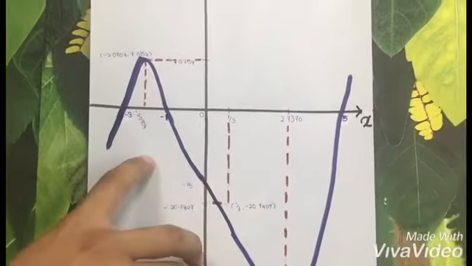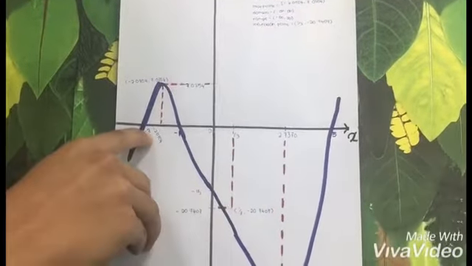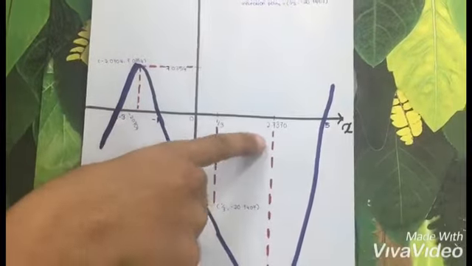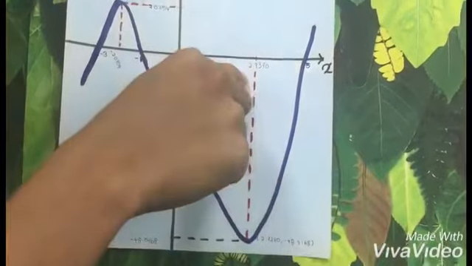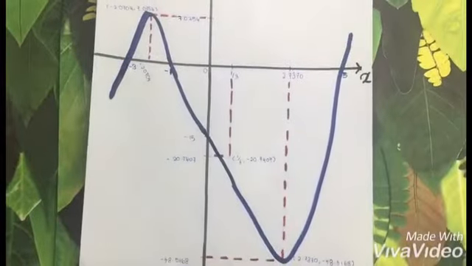The interval where the function is increasing is from negative infinity to negative 2.0704. And then from this point to 2.7370, the line is decreasing. And then from 2.7370 to infinity, the graph is increasing.